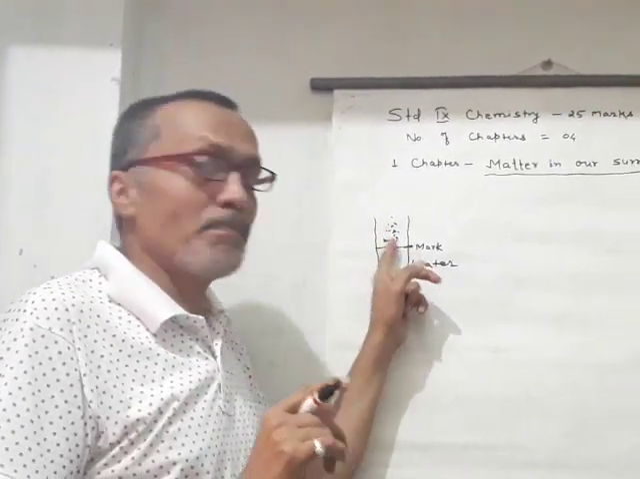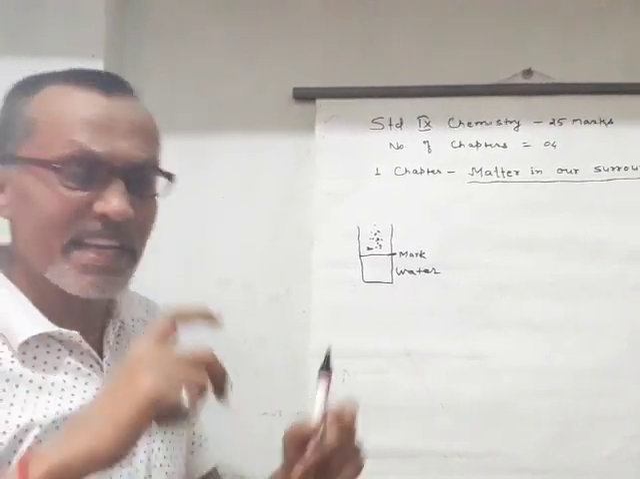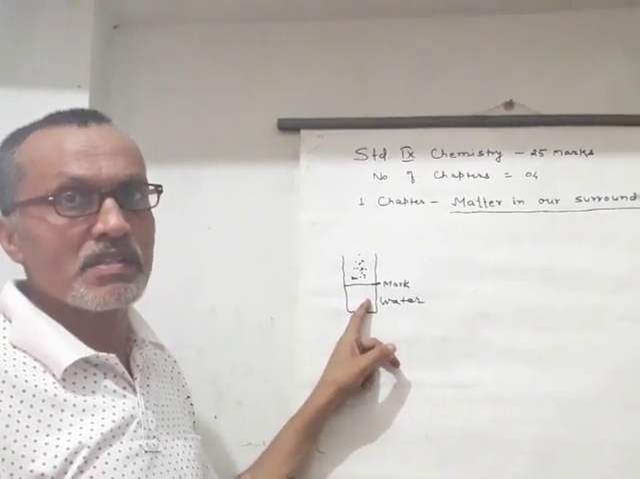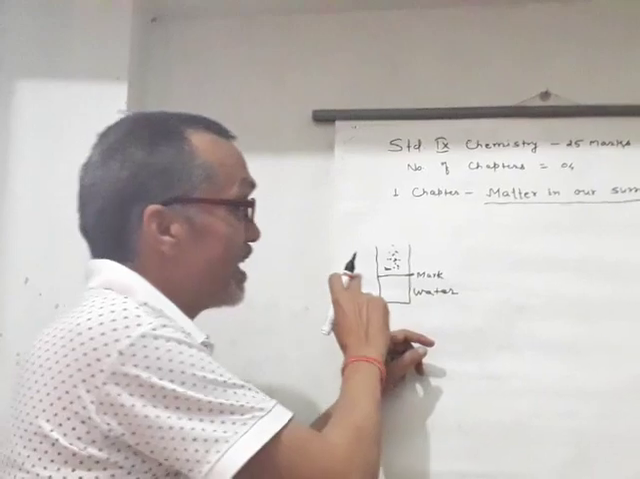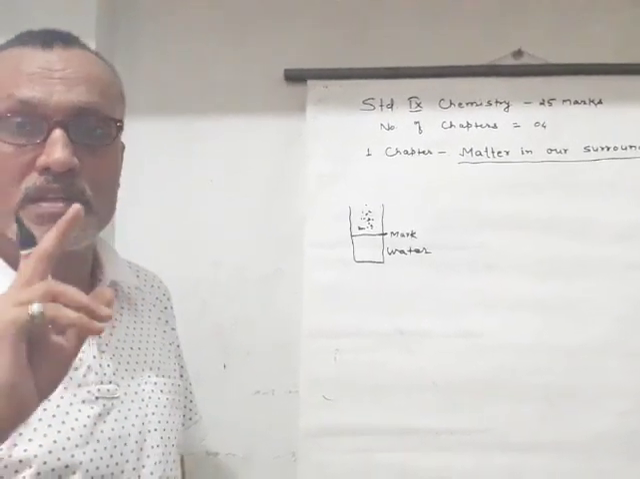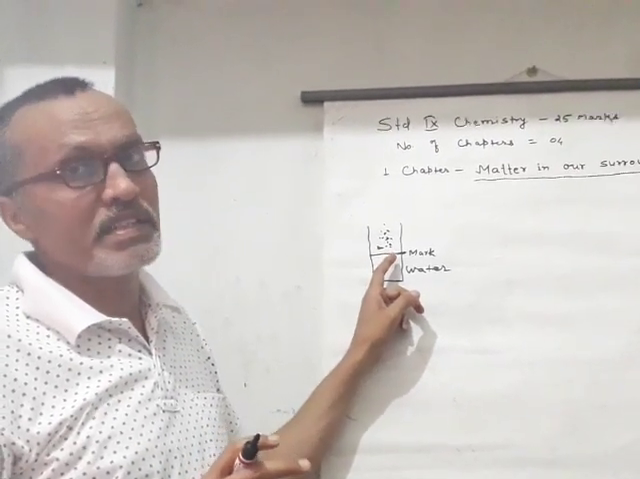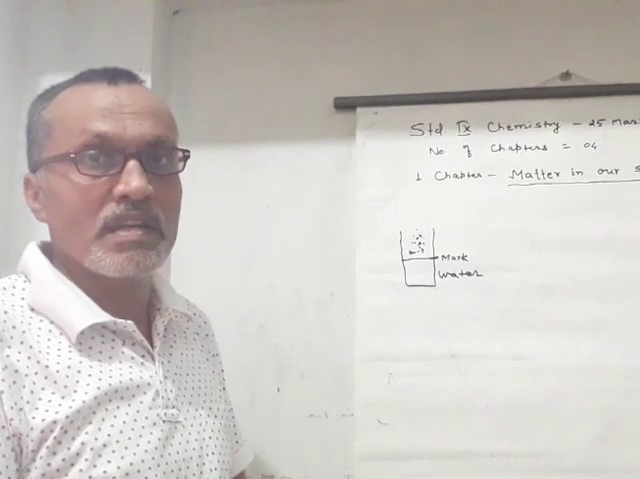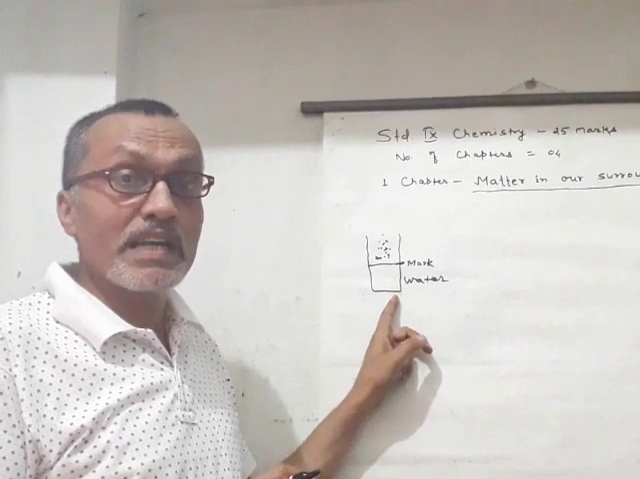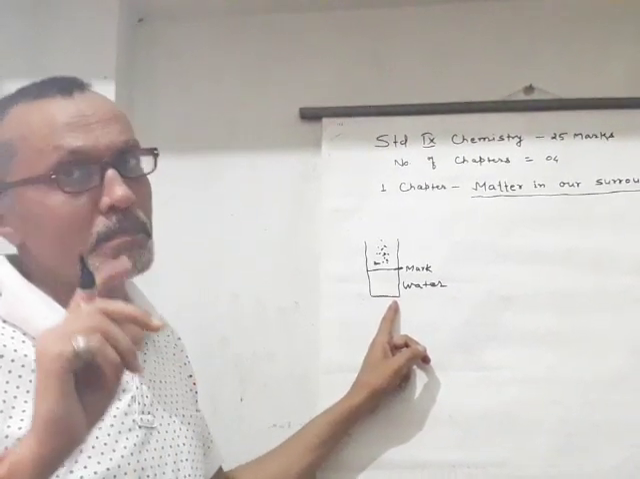As these particles do not take additional space in the water of the glass, that's why the level of water inside the glass does not rise after dissolving salt or sugar in it. And students, from this activity, we can conclude that the matter is particulate.